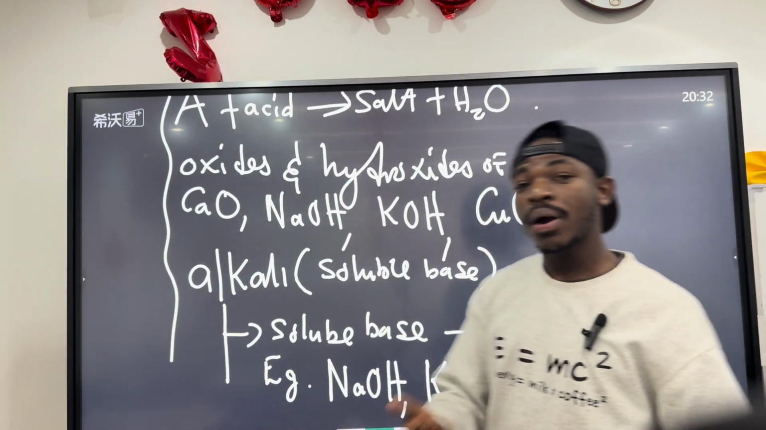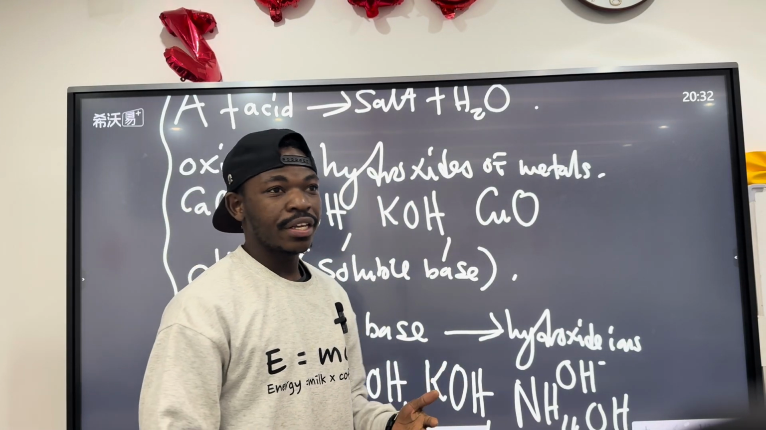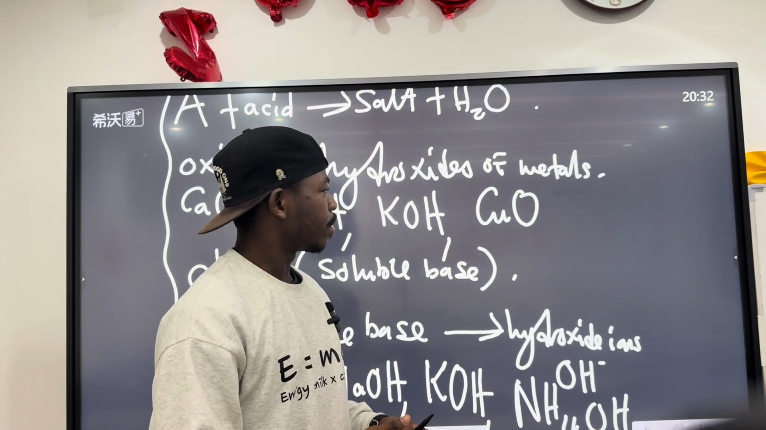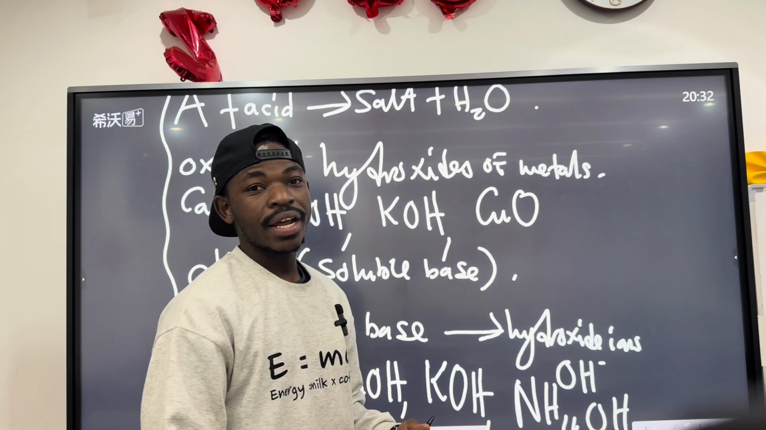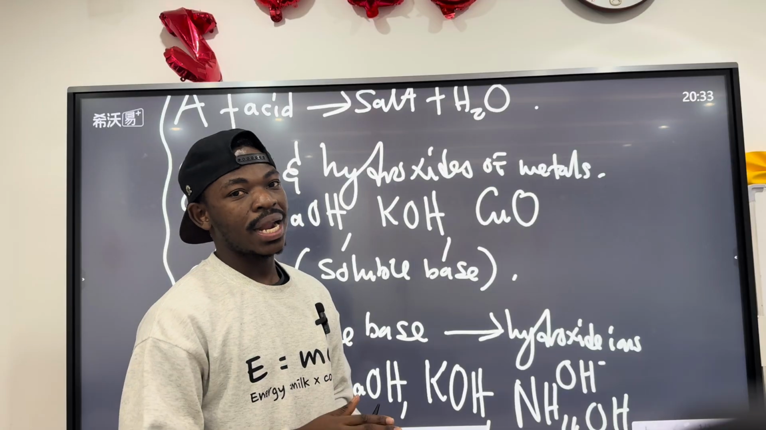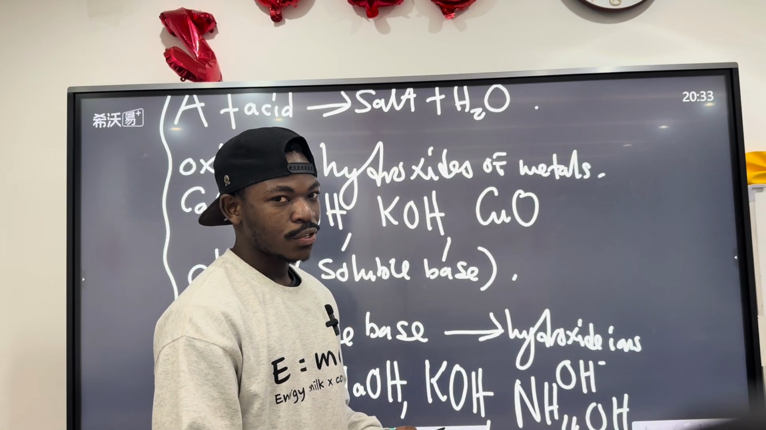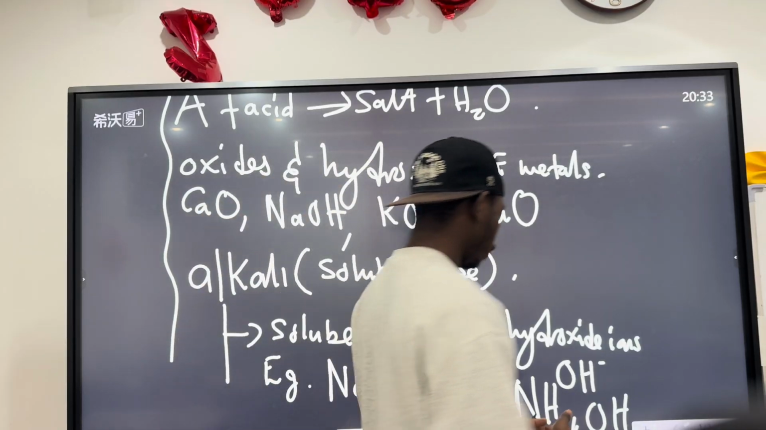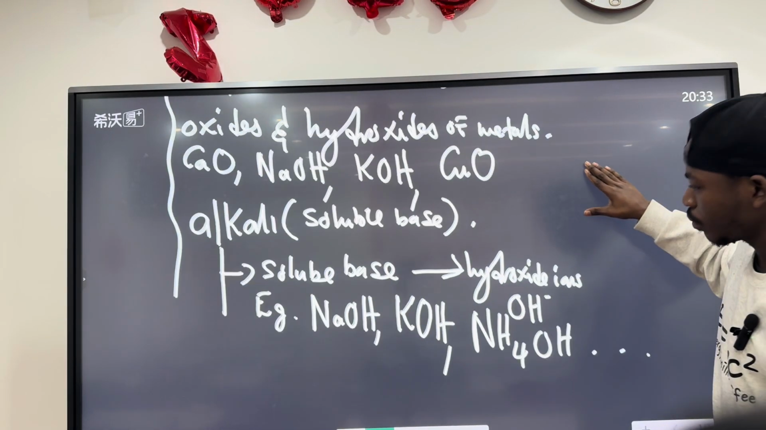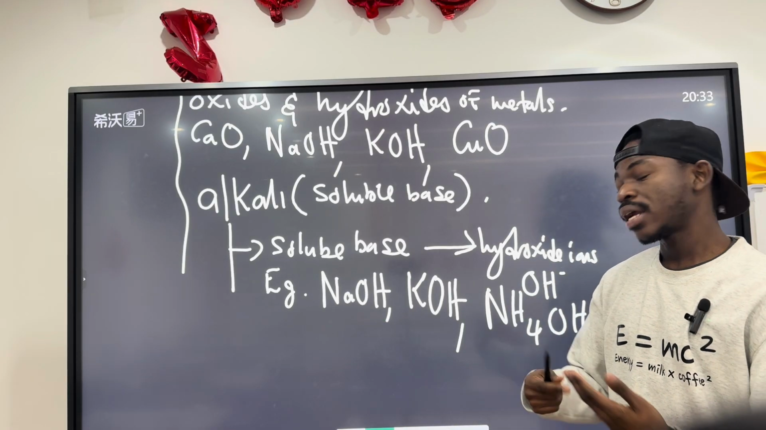So just like acids, alkalis can also be quantified. They can also be termed as weak alkalis or strong alkalis, depending on how they dissociate. So they also ionize. Okay, they also do what? Ionize. So they are able to ionize. So we have strong alkalis and weak alkalis.